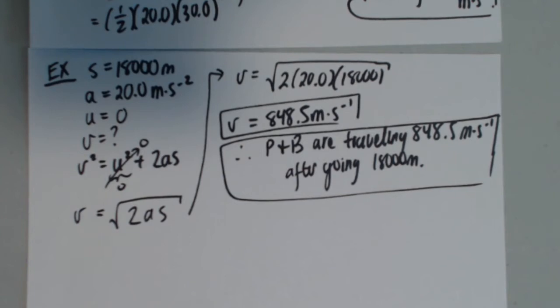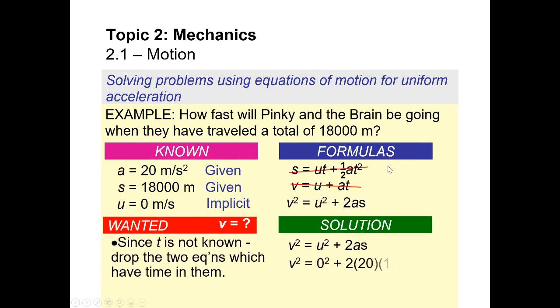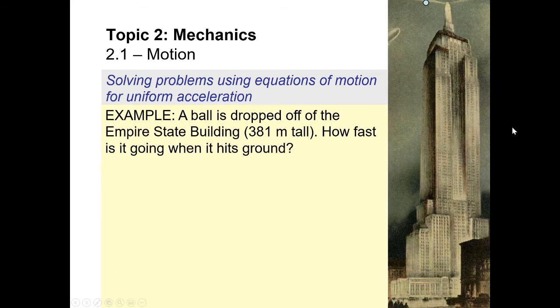Okay, let's go back to the slides. All right, so again, same solution, solved a little different. Okay, now we are done with Pinky and the Brain. Now we are looking at the Empire State Building. It used to be the tallest tower in the world. A ball is dropped off the Empire State Building, which was 381 meters tall. How fast is it going when it hits the ground?